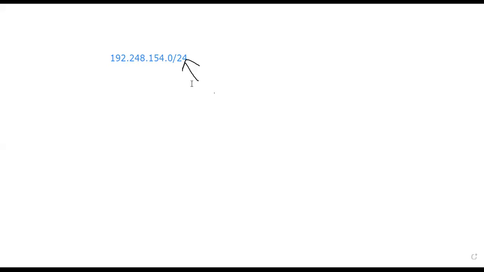So how many network bits are there? 24 network bits. We know we have 8 bits here, 8 bits here, and 8 bits here, so 8 plus 8 plus 8 gives you 24. This last part contains 8 bits. All these remaining 8 bits will be for the host. So these are going to be host bits.